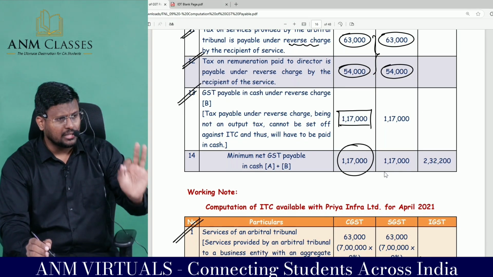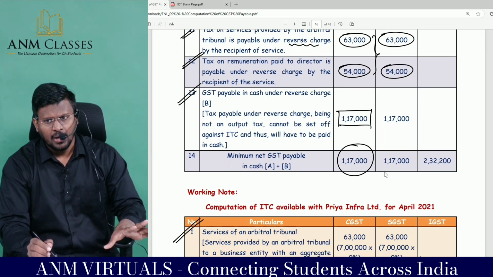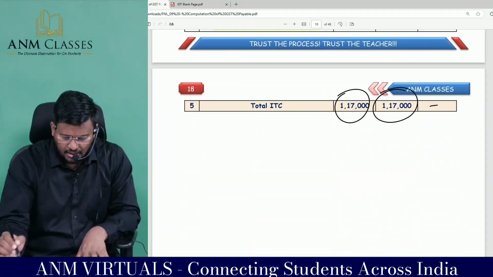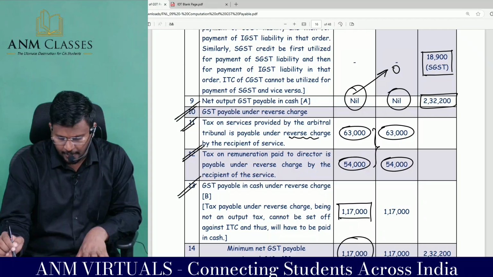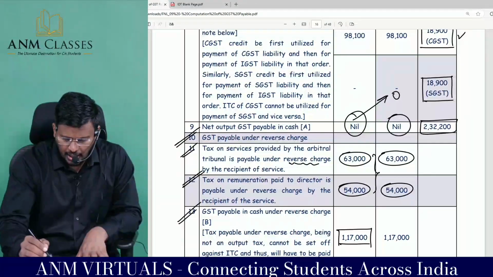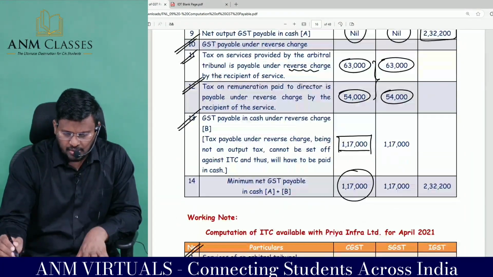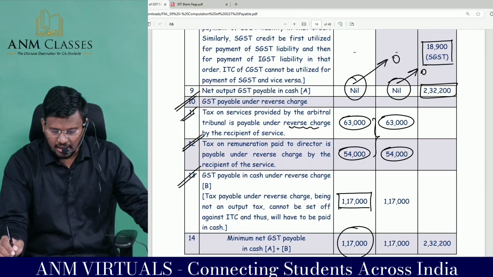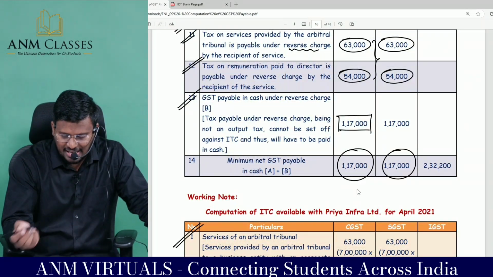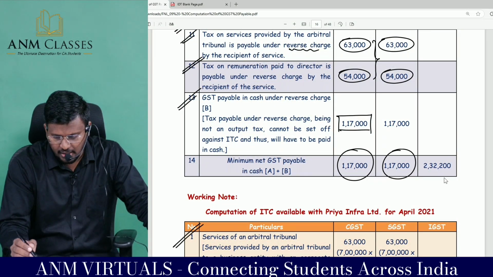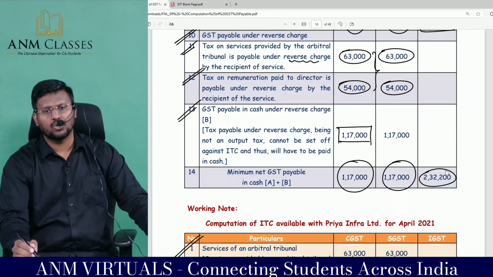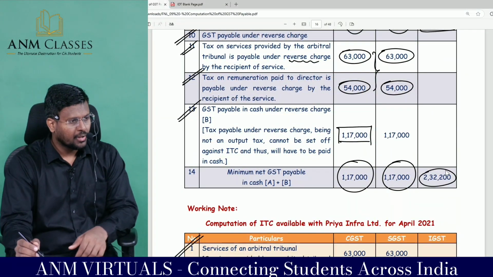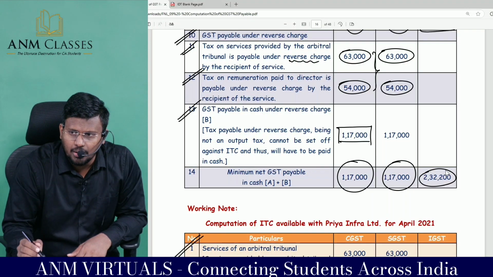This 1,17,000 is entirely RCM. So that 1,17,000 of RCM you have taken as ITC also. Are you really with me? Here also the output tax collected will be 0, after net off, correct? Output tax added as RCM payable is 1,17,000. Here there is no RCM payable for IGST. 2,32,200 is the amount payable.